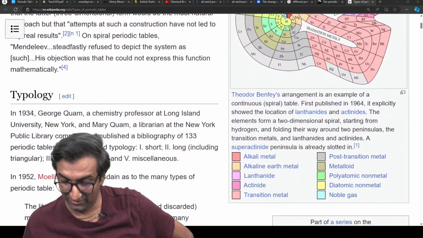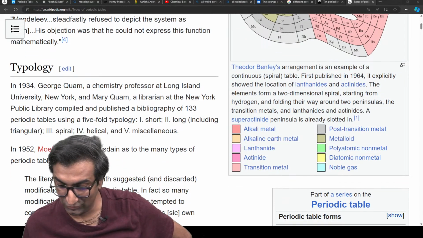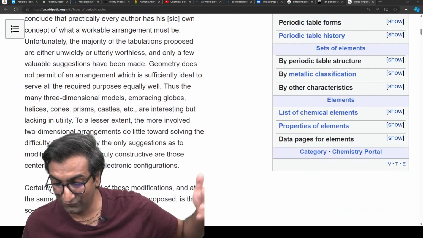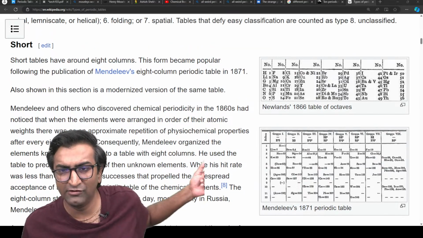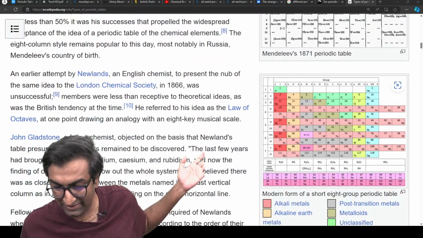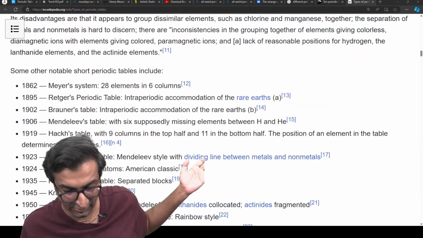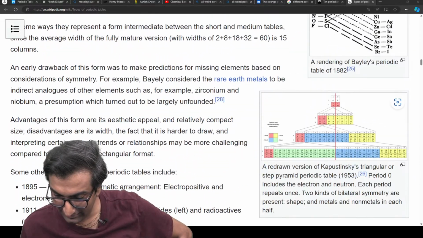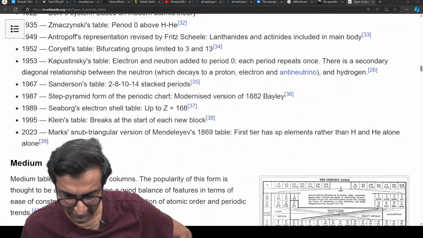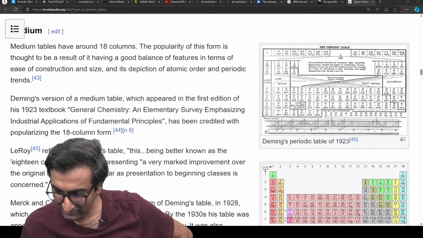This is a continuous table. Okay. You guys can read this. This is a 2D thing. Somebody asked if you could have a 3D one. Well, this is the most interesting one. Newton's law of octaves, the Mendeleev's table, then the regular modern periodic table. Oh, they don't have the... Where are all of them? Okay. Bailey koi banda hai. Triangular table hai. They get pretty crazy.